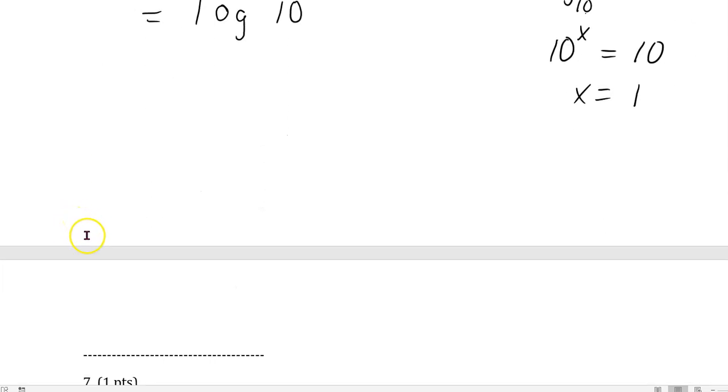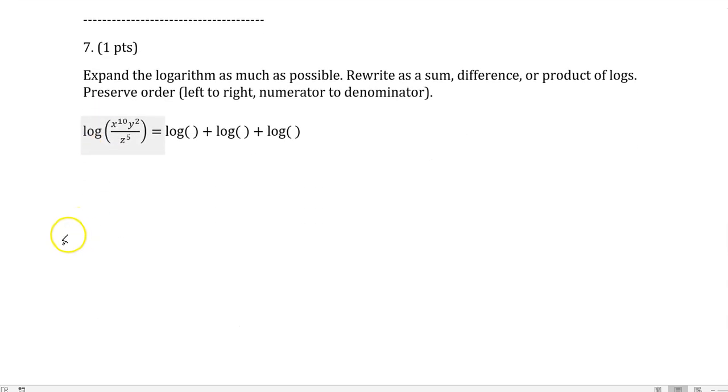Let's take a look now at example number 7. In example number 7, we are told to expand the logarithm as much as possible. We want to rewrite as a sum, a difference, or a product of logs. We'll preserve the order from left to right, doing the numerator first and then the denominator. When you have multiple factors inside of the answer part, anything coming from the numerator will be positive, and anything coming from the denominator will be negative.